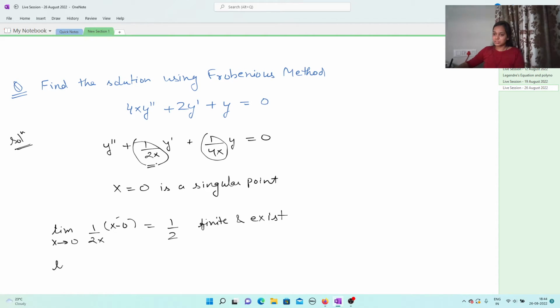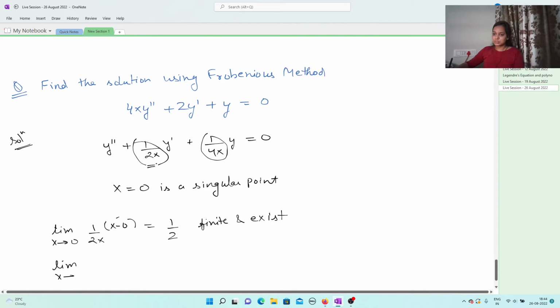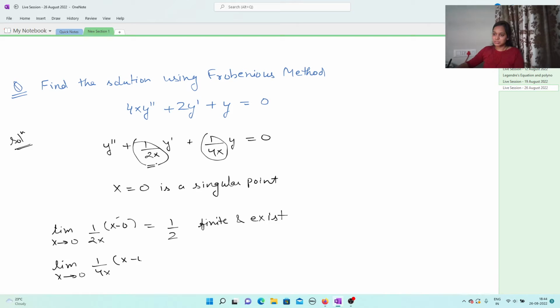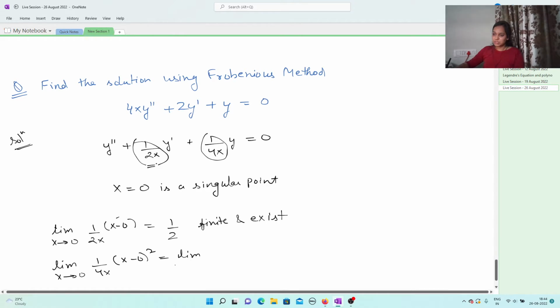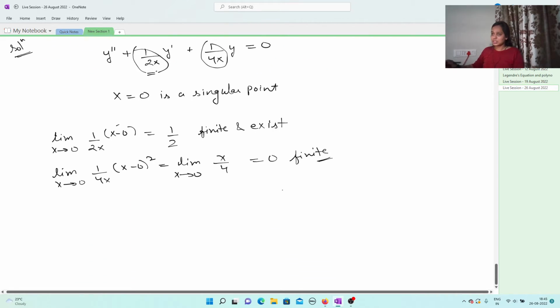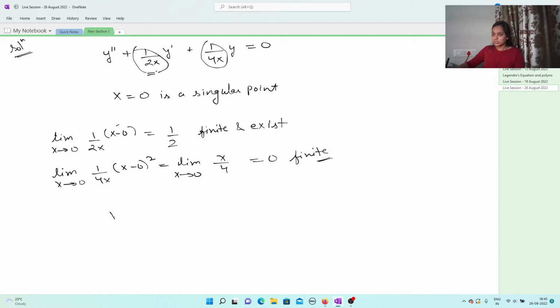Now let's check the other part. Limit x tends to 0, 1/4x, and this is (x minus 0) whole square. Now what this becomes? Limit x tends to 0, x over 4, and this is 0 again. This is finite, the limit is existing. So therefore we can say that x equals 0 is a regular singular point.